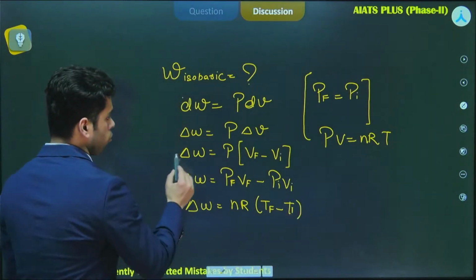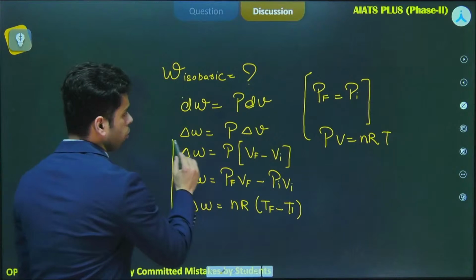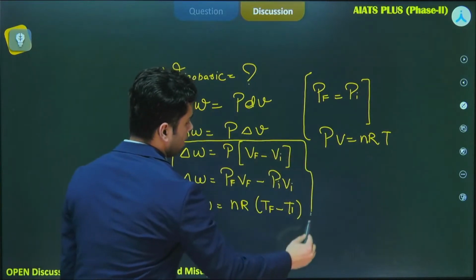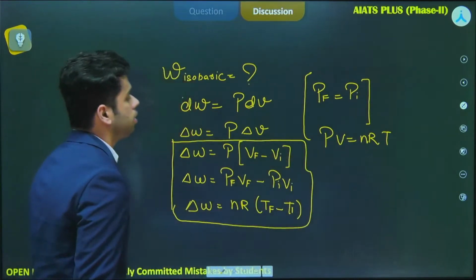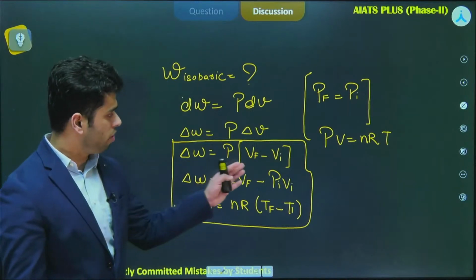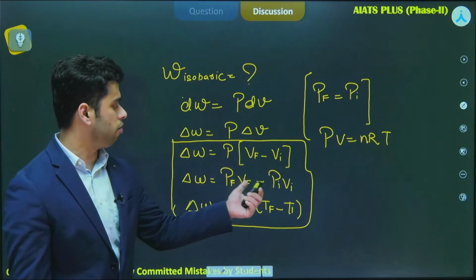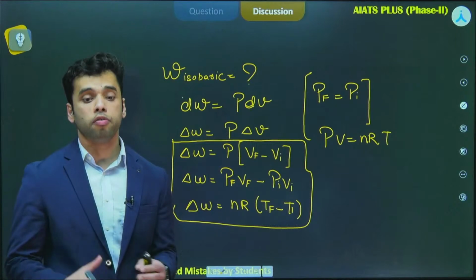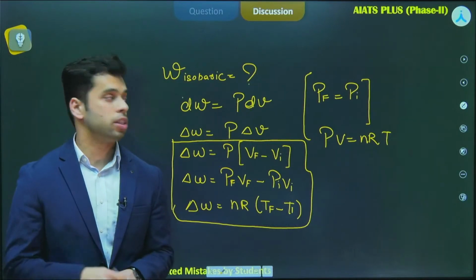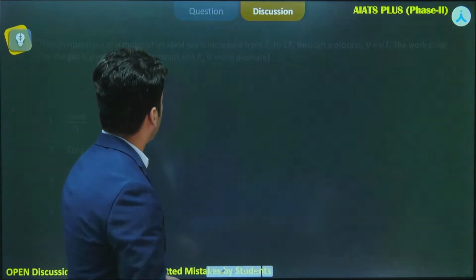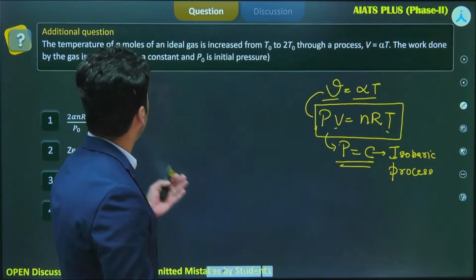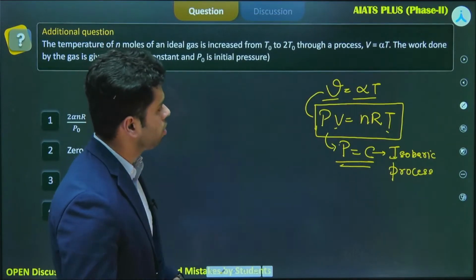So there you go. You have these three formulas that you need to keep in mind, with a slight variation, for the work done in the isobaric process: P times V final minus V initial, P final V final minus P initial V initial, and nR delta T. So these are the three formulas that you need to keep in mind while dealing with the problem. Now let's head back to the problem. So what is the problem? You need to calculate the work done for this process. This is an isobaric process.